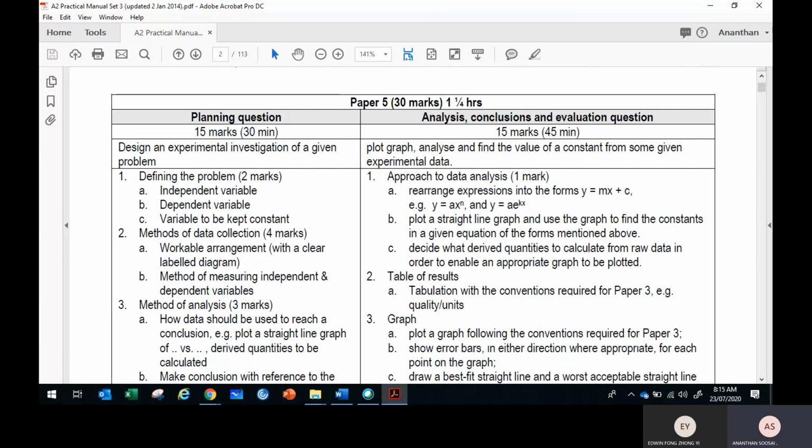The first question is going to be planning. We're not going to do planning today. Today we're going to do the analysis, conclusion, and evaluation question. So planning is 15 marks, analysis and evaluation is 15 marks. Our first 2 weeks, this week and next week, will be about analysis. Then after that we go to planning.